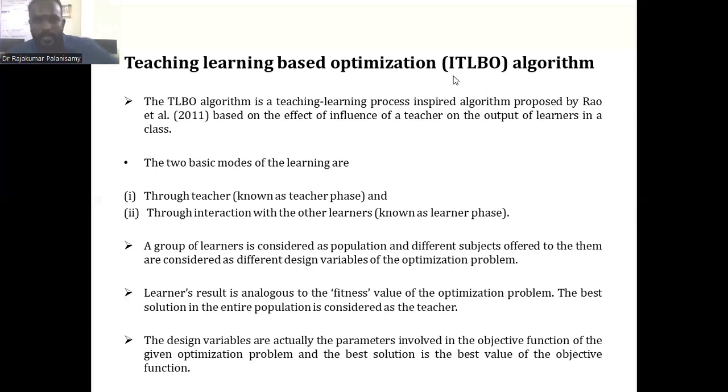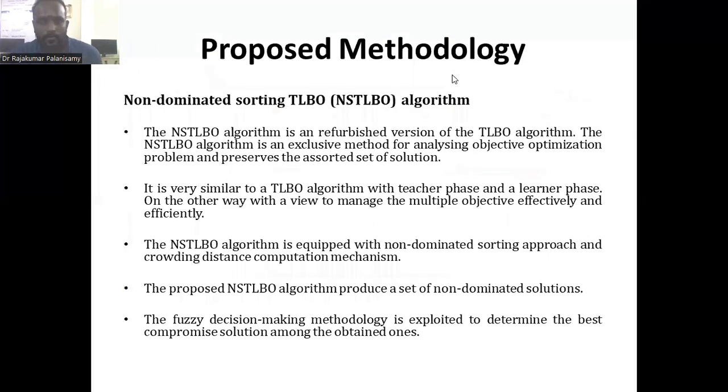Learning through the teacher is known as the teacher phase, and learning through the interaction of learners is known as the learner phase. A group of learners is considered as a population, and the different subjects offered to them are considered as different design variables. This is the objective function for the optimization problem. This is also called the modified teaching learning based optimization algorithm, and the main modification is that in teaching learning based optimization only the teacher phase and learner phase are available.